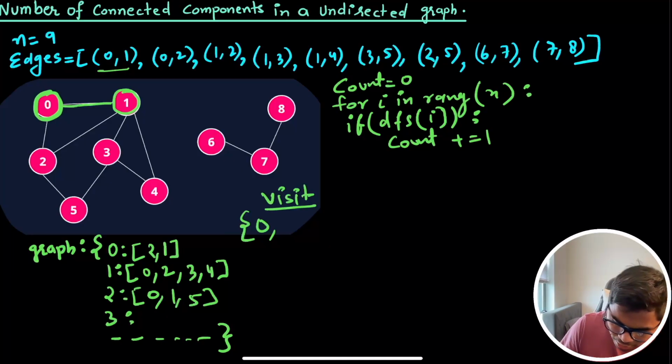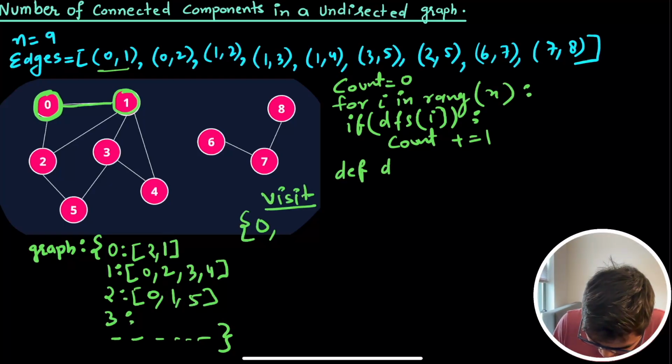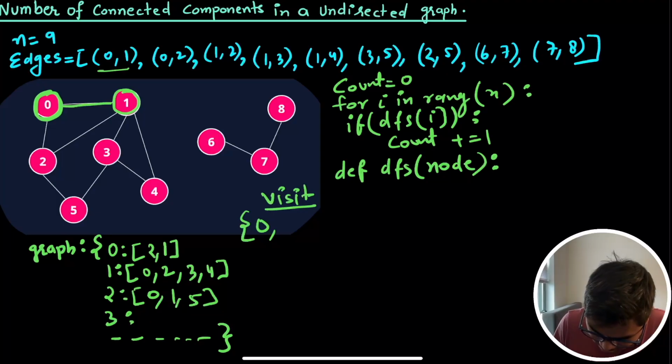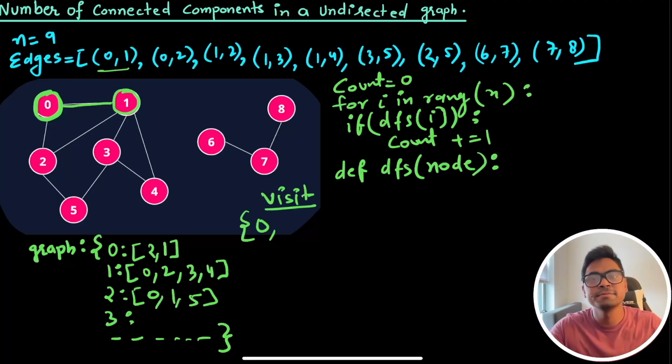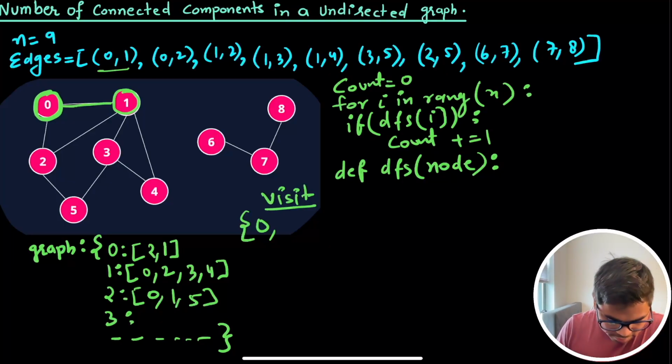But anyway, that's not the main part. The main part is writing the DFS. So let's write DFS. I'll have my DFS function, which will take the node and then visit all its connected neighbors and their neighbors and their neighbors, right? And you can write BFS also here if you want.